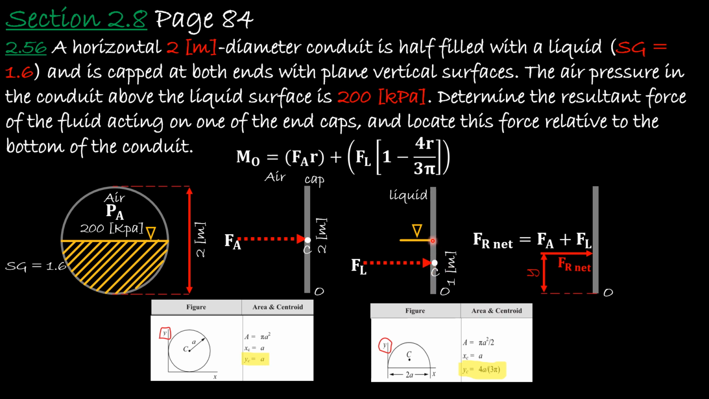And to find that, from the water surface all the way to the axis of rotation is 1 meter. And from the water surface all the way to the centroid will be this expression, 4r divided by 3 pi. So to find this, you will subtract y sub c from 1, so 1 minus y sub c. And the moment now in here will be equal to F resultant net times the distance y. So we can equate this equation to this equation. First we find the moment about O using this equation, and when we found the magnitude, we can plug it in here and solve for the distance y.